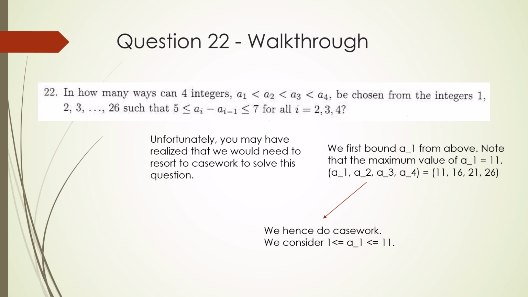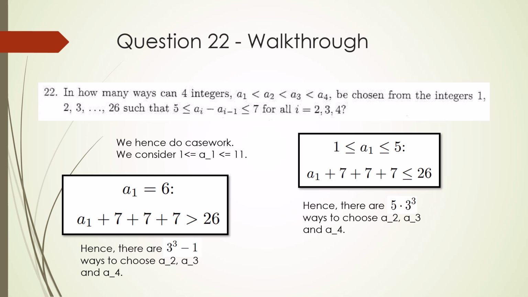So now what we're doing is essentially casework. We know that a1 is between 1 and 11, and we're considering all these cases, right? We start with the cases where a1 is between 1 and 5. How we're going to go about this casework is we fix a1 based on our casework. In this case, for instance, a1 is between 1 and 5. So we know what a1 is. Then we ask what a2, a3, and a4 can be. In other words, we're essentially asking what the differences between these integers are. How many possible differences are there?